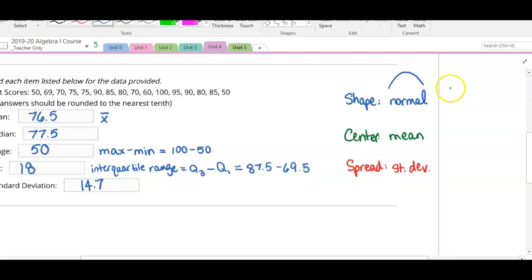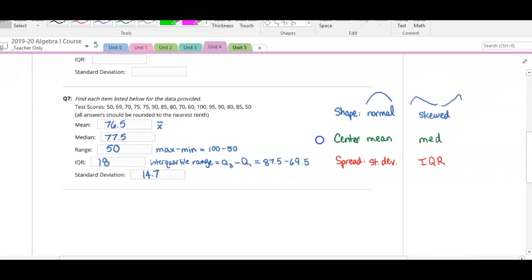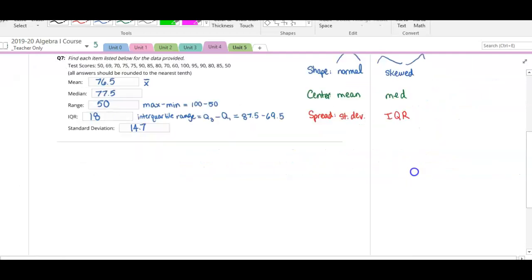If my shape is skewed to the left or to the right, my center is going to be the median, and my spread is going to be the IQR. So it depends on how your data looks, which of these statistics you would use to report about the data.